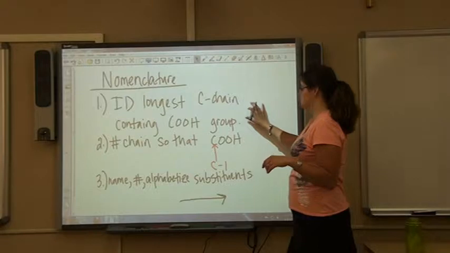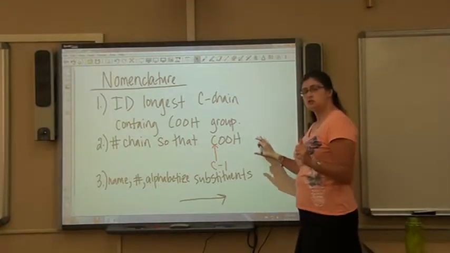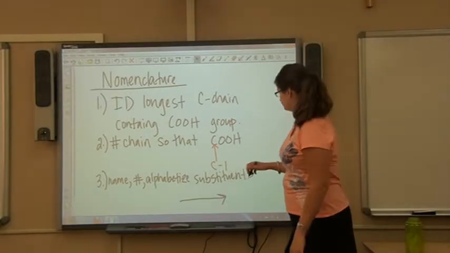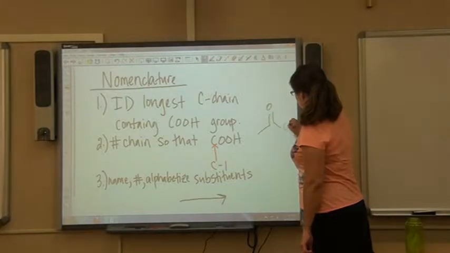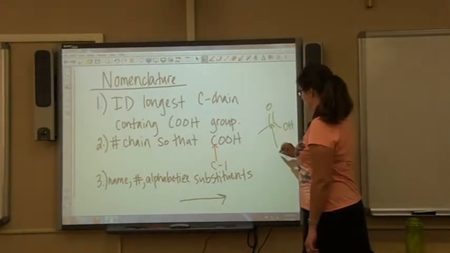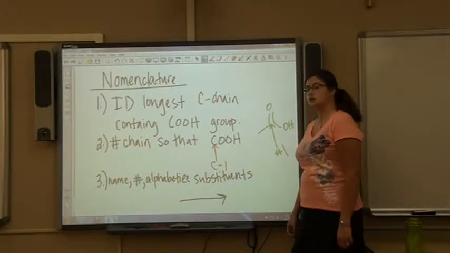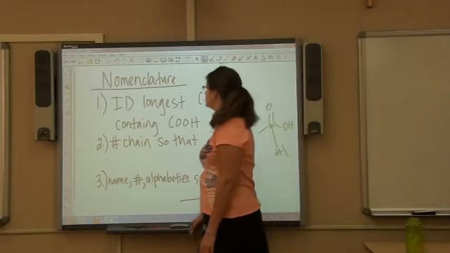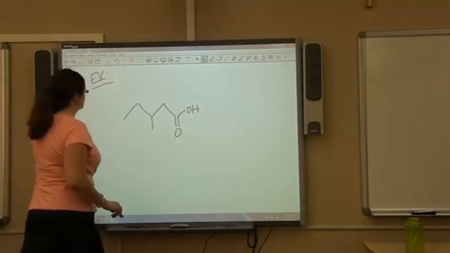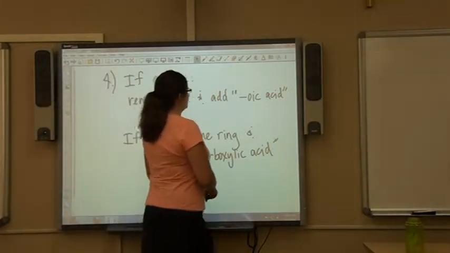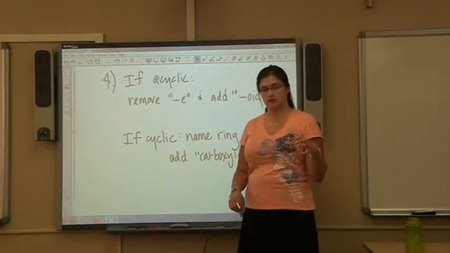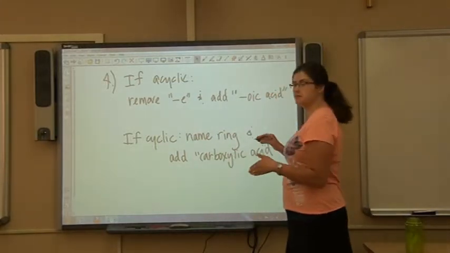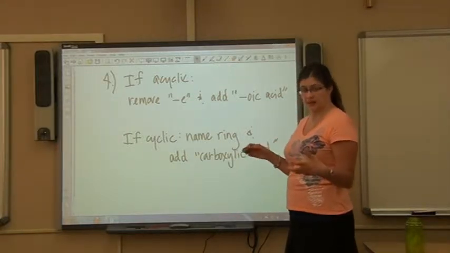Okay, so identify your longest carbon chain. And step 2 is to number the chain so that your carboxylic acid carbon is carbon 1. So this is always, always, always going to be number 1. Step 3 is the same as it's been. Name, number, alphabetize your substituents. And then here's where things get a little bit different. Okay, if you have an acyclic carboxylic acid, in other words, a long chain and not in a ring, you're going to remove the E from the end of your parent name and add oic acid.